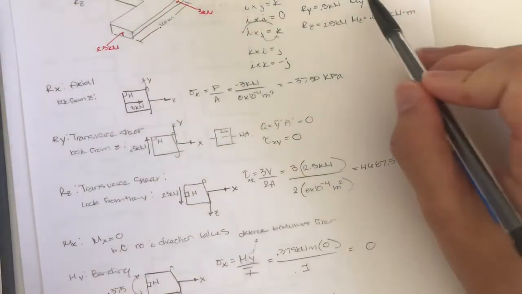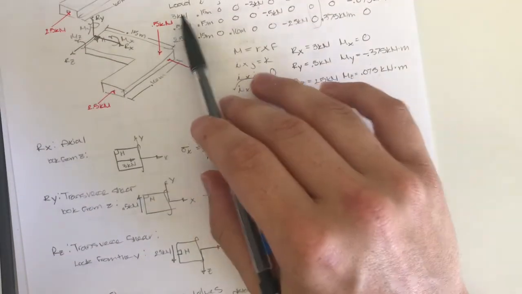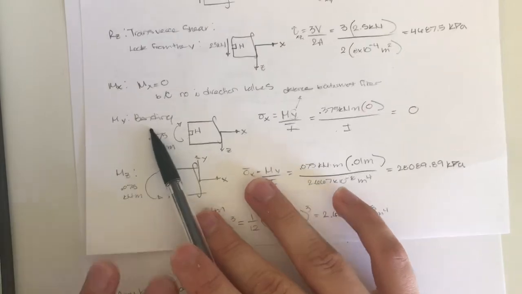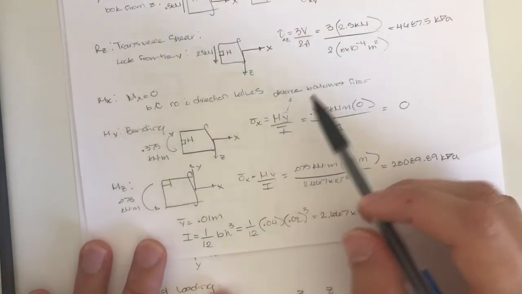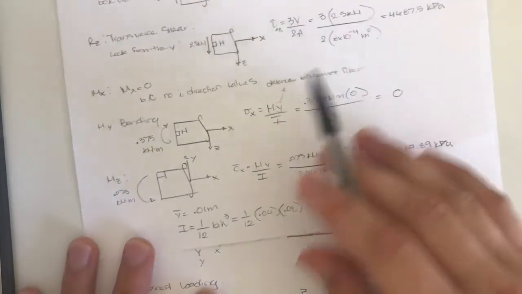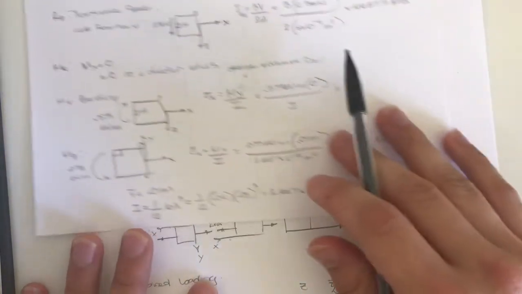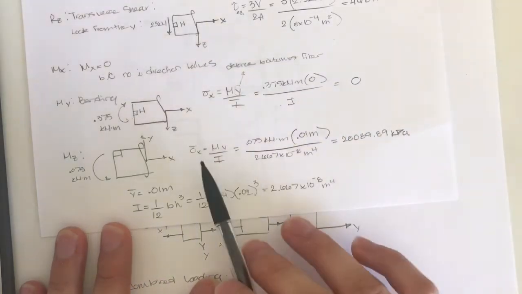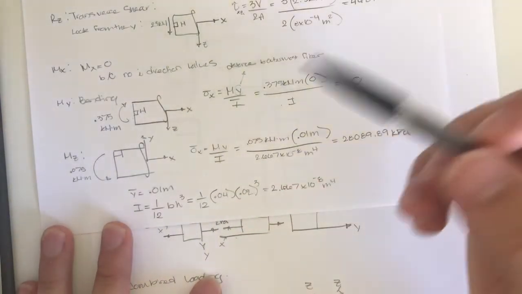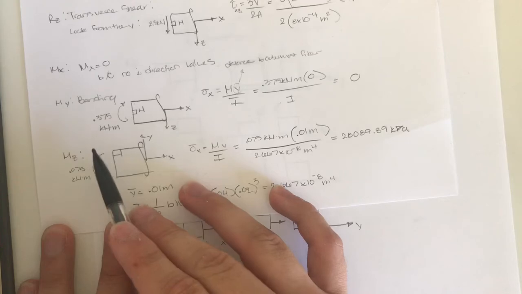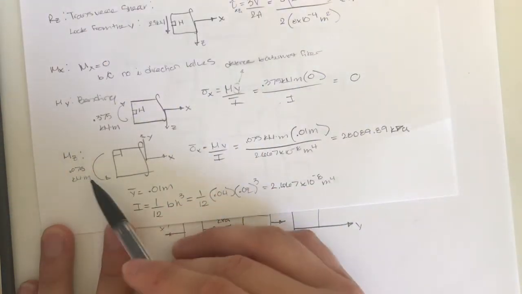Moment in the X is equal to 0, as we found through our load analysis right here. Moment in the Y, bending is 0 because Y is 0 in this problem. And Mz, the moment in the Z, we found I to be 2.667 times 10 to the negative 8th meters to the 4th. Plug that in here, we found Y bar to be the height divided by 2, which is 0.01, times this counterclockwise positive moment in the Z.